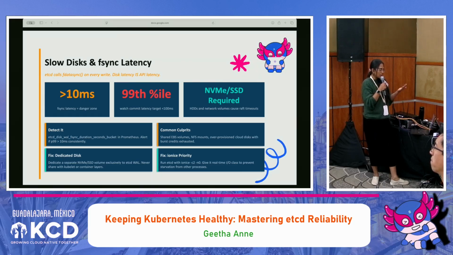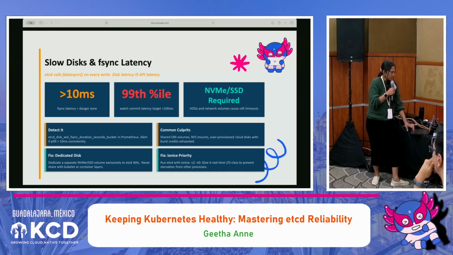Now, the culprit, from what I've seen in the cloud native world, is usually the EBS volumes, when you've run out of burst credits, or NFS mounts. By the way, you should never use NFS for etcd. That's the first rule of thumb. If you do, you'll run out of burst credits, and you'll see that the cloud instances are sharing disks with other container layers, and then it'll quickly start to fill up the kubelet logs.